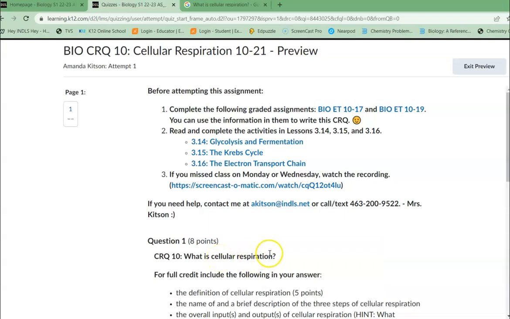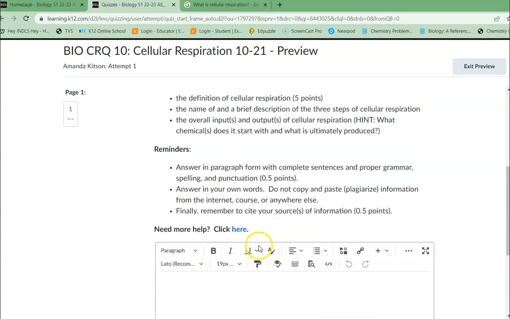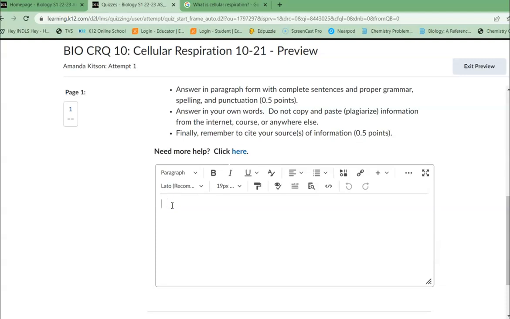So let's say you're writing CRQ 10. The question is, what is cellular respiration? So you do your research and you start, cellular respiration is, and then you answer the question, and you include the meat and potatoes of your answer. Don't actually write meat and potatoes. You have a couple sentences. You tell me about cellular respiration and the steps, and then you have to cite your sources, right?